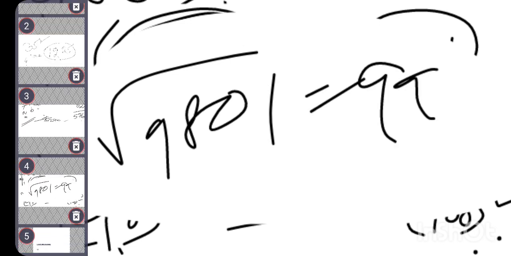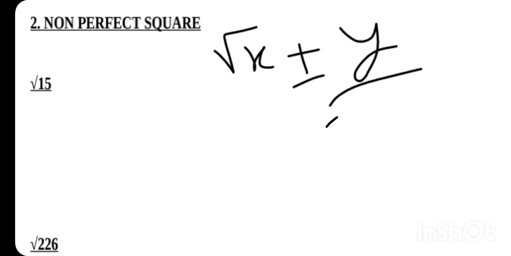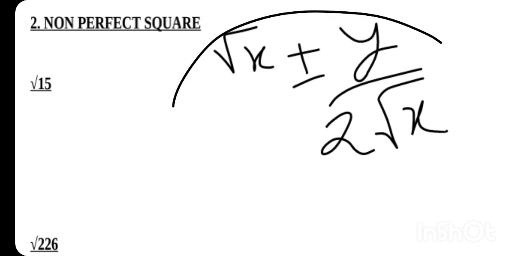We proceed with the next, non-perfect square. Here is our next problem. That is non-perfect square. So non-perfect square numbers are simply those where upon taking the square root we don't get a whole number, that is, we will get a decimal number. Now let's find a formula, which is root x plus minus y by 2 root x. Okay, remember that.